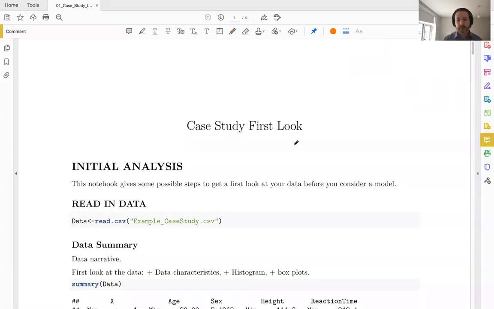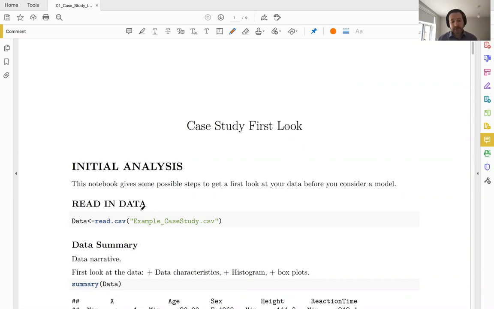In this video, I'm going to talk about what to do when you first get your data. There are no hard and fast rules, but the first thing I would recommend is never start with the model, start just looking at your data. So that's what this notebook is about. You have access to the R files. I'm going to work through the PDF, which has the R information.